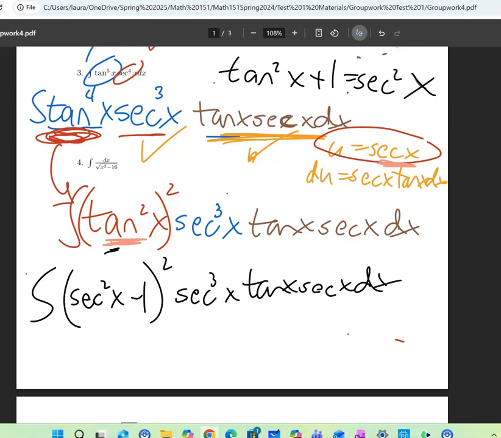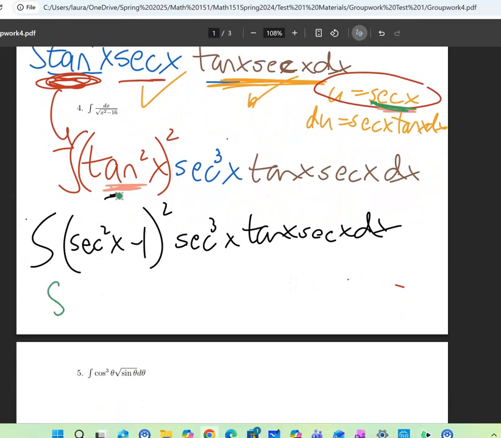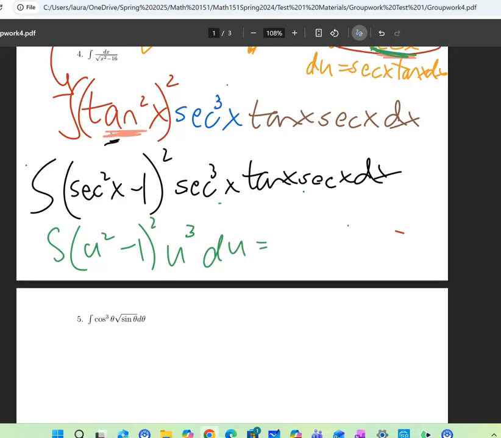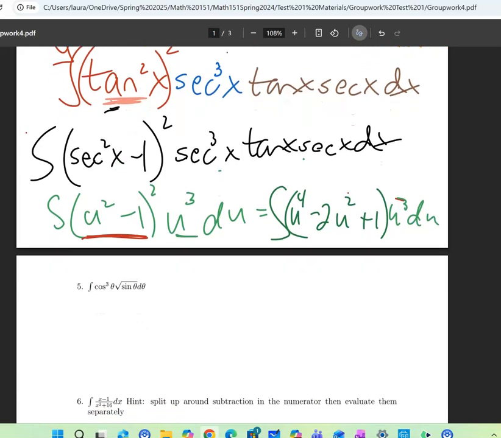Okay, so now let's do the u substitution. So let u equal secant. So that's u squared minus 1, squared. U is secant, that's u cubed. And then this gives me a du. So now I get to go and multiply it out. I have to multiply this thing out, right? And you know how to do that. So that would be u to the 4th minus 2u squared plus 1, all times this u cubed du.